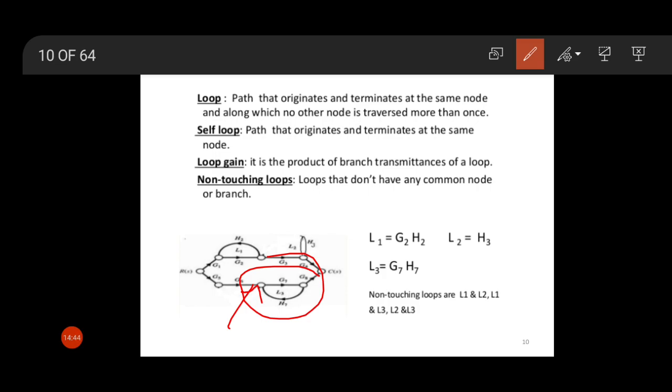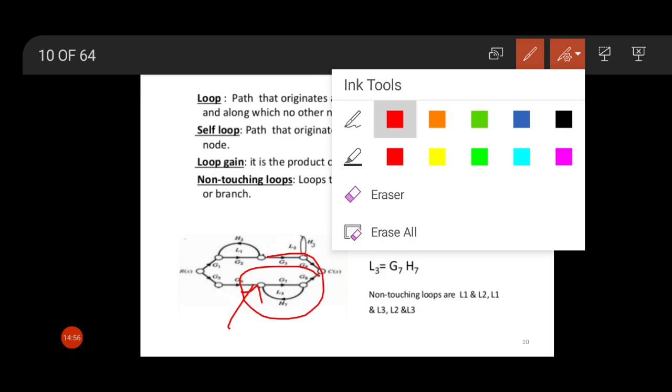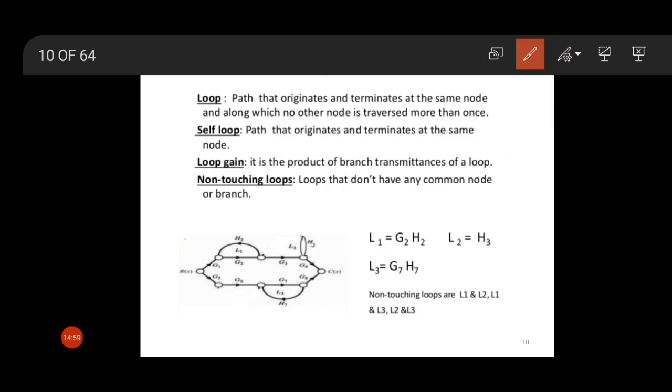Okay, now come to the next term, self loop. What is a self loop? A self loop is a path that originates and terminates at the same node. So if you consider this as our signal flow graph, we have seen there are 3 loops. One is this, and the third one is this. Among these 3 loops, only this loop is our self loop.